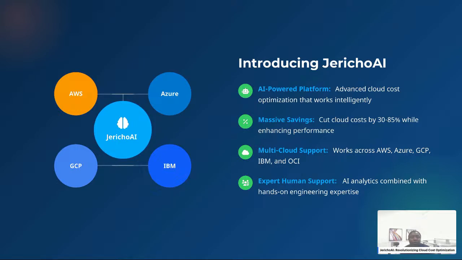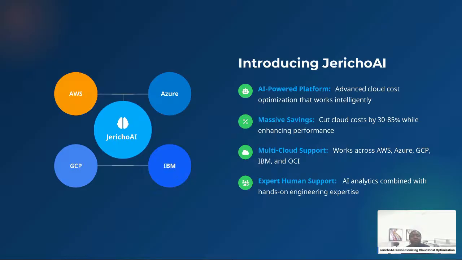If you go right now to www.jerichoai.io, you will be able to sign up for free. We have a 14 day free trial, by the way, and then you are able to sign up with your basic information on your company, and then connect your AWS account, Microsoft Azure account, GCP account, IBM account, even Oracle Cloud account. Actually, you can connect it.